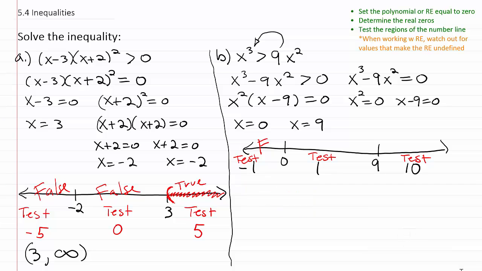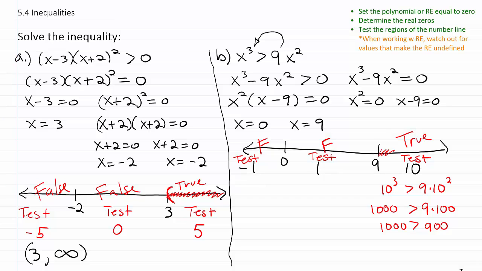All right, so for positive 1, we have 1 cubed. Is that greater than 9 times 1 squared? Well, 1 cubed is 1. Is that greater than 9 times 1? No, that's false as well. So we're going to call that area false as well. And then finally, the last one here, we're going to test 10. So we'll have 10 cubed. Is that greater than 9 times 10 squared? Well, let's see. 10 cubed is just 1,000, right? Greater than 9 times 100, or in other words, 900. So is 1,000 greater than 900? It is, so that means that these answers are true.